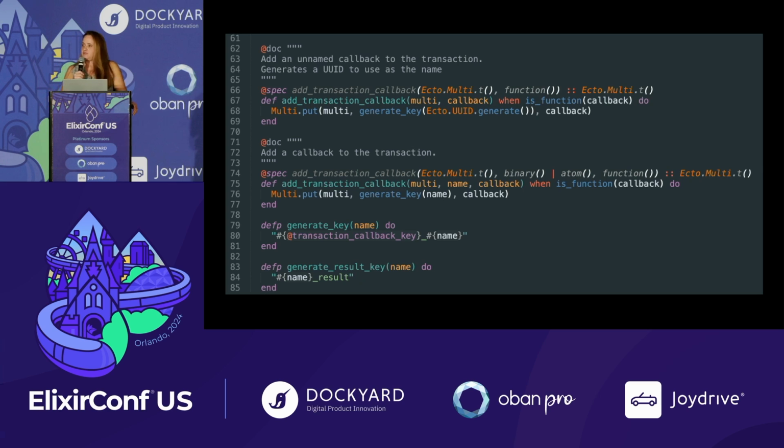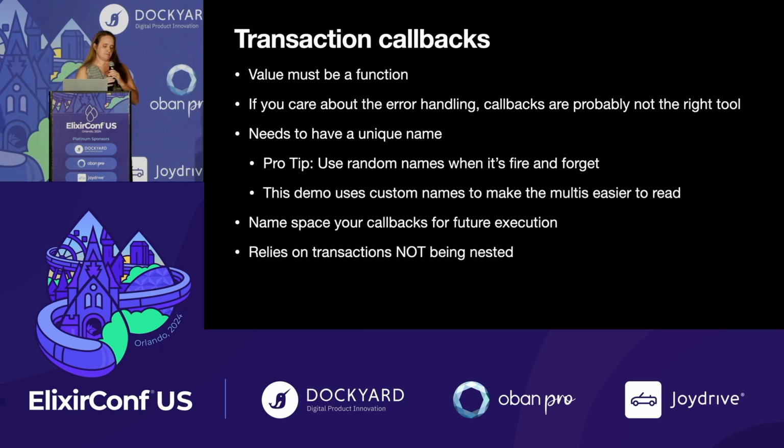For the purposes of this demo, I would like the callbacks to have names that are human readable. And so I've gone ahead and made them so. So I can pass in a name here. And both functions do the same thing. It takes the multi and puts a key value pair in it. The requirements here are that the value must be a function.